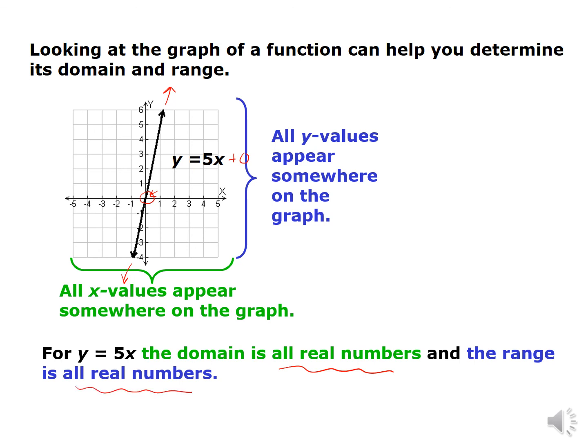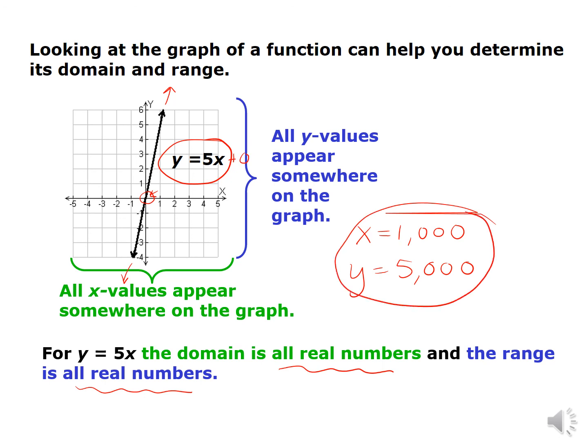This is really important to understand. When you're graphing, your arrows mean that it goes on forever. So the ones that appear on the graph are not all the ones represented by the equation. I could put x equals 1,000. What's my y? I would have to plug it in. So I would go times 5, so y would equal 5,000. So those aren't even represented on my graph, but they are part of the equation.